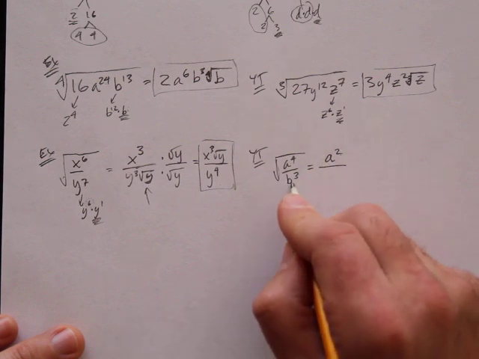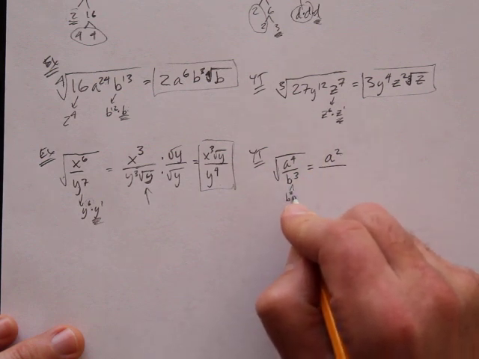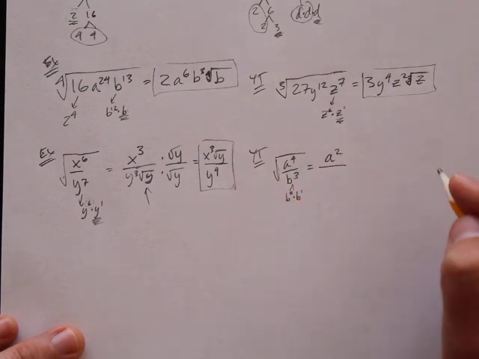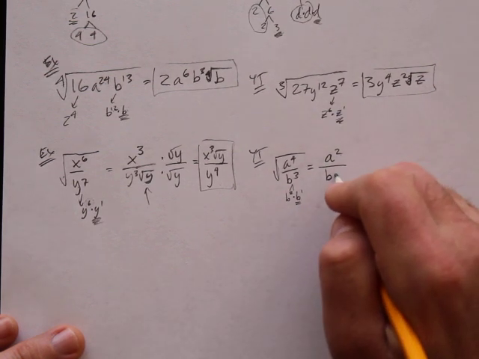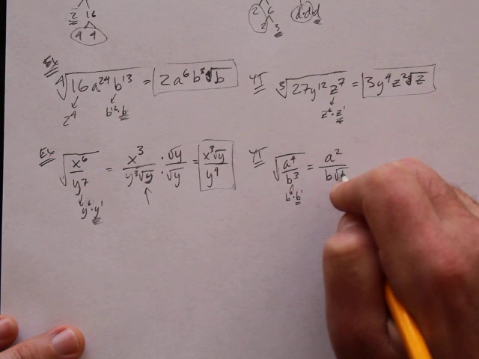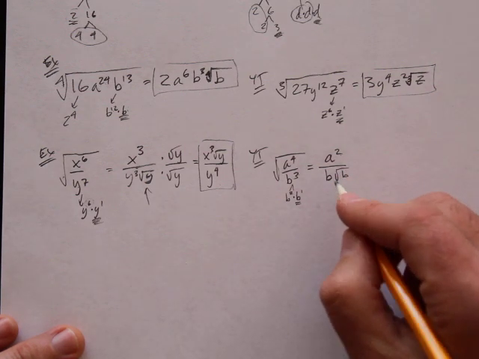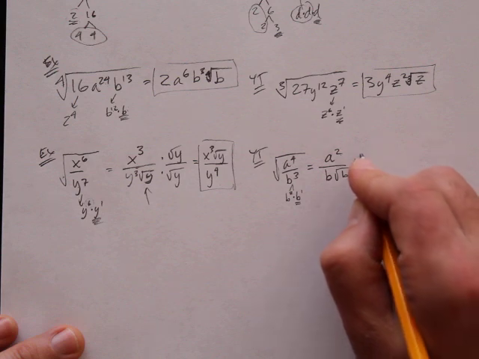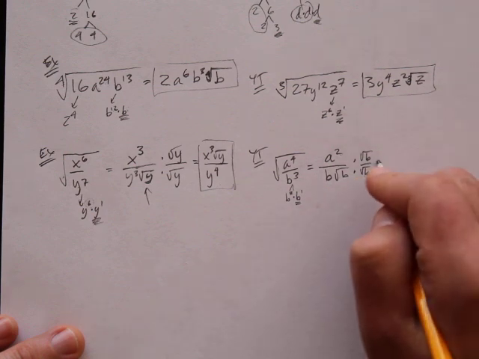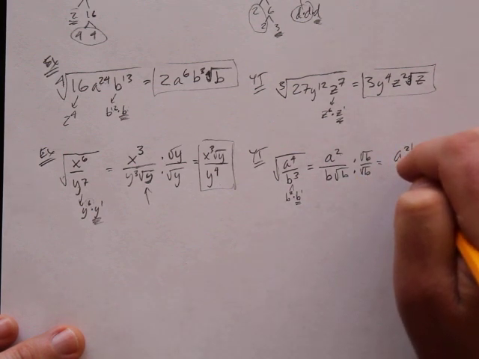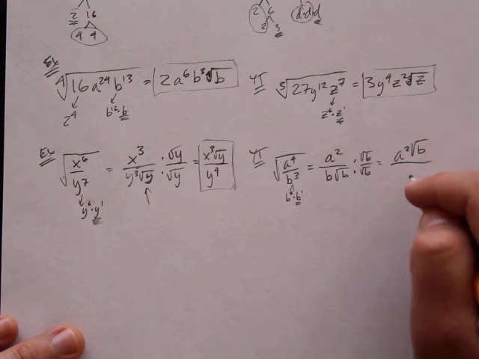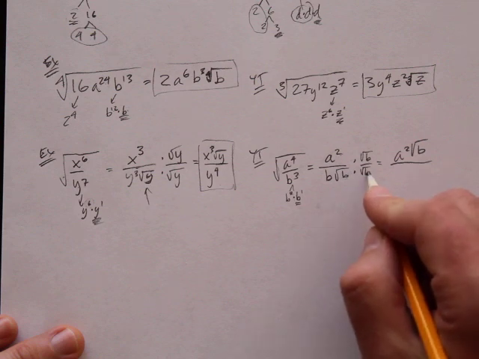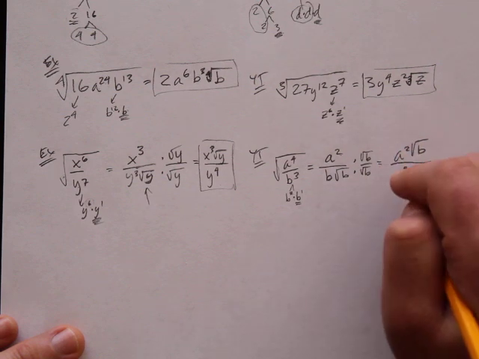Now b to the 3rd, I'm going to break that one up into b squared times b to the 1st power, or just b. The square root of b squared is b, and then I have this other b left over that stays inside the radical. Now I need to rationalize this denominator, so I'm going to multiply the top and the bottom by the square root of b, and I get a squared times the square root of b on the top, and in the denominator I've got the square root of b times the square root of b, which is b. b times b is b squared.